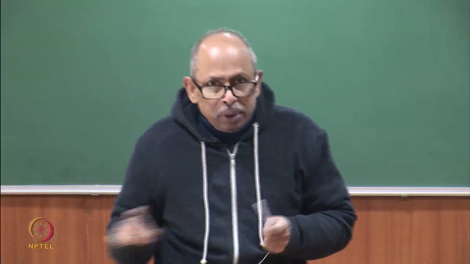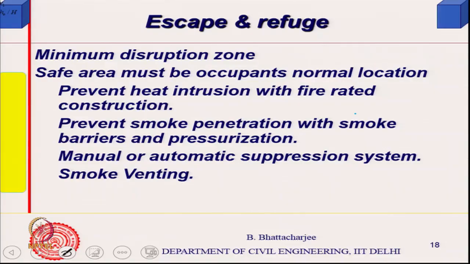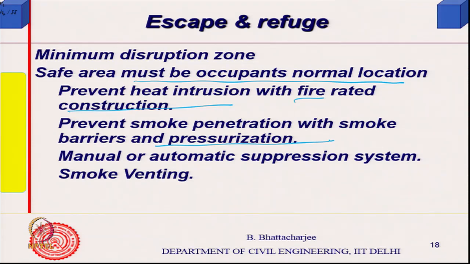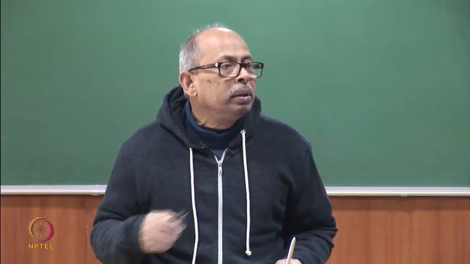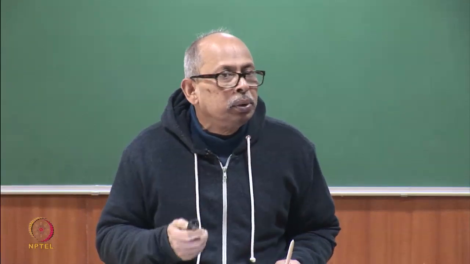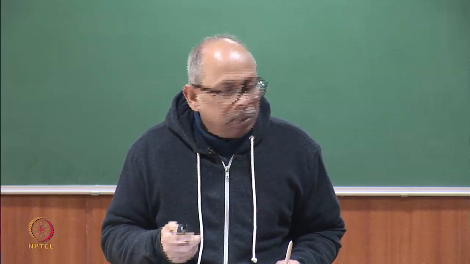So, each zone again, I am defining the minimum disruption zone where they will remain. The safe area must be the occupant's normal location. Prevent heat intrusion with fire rated construction. Prevent smoke penetration with smoke barriers and pressurization. We will do some of these examples. Manual or automatic suppression system, smoke venting. All these kinds of things should be minimal in that zone, that is the top zone, the minimum disruption zone.